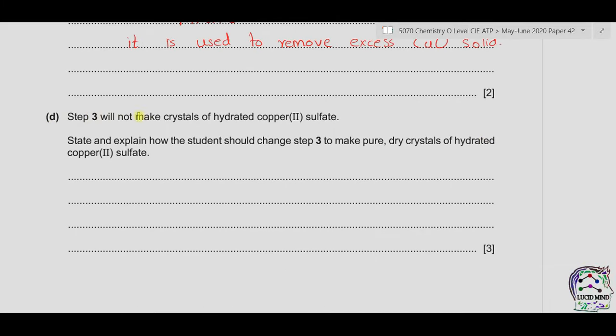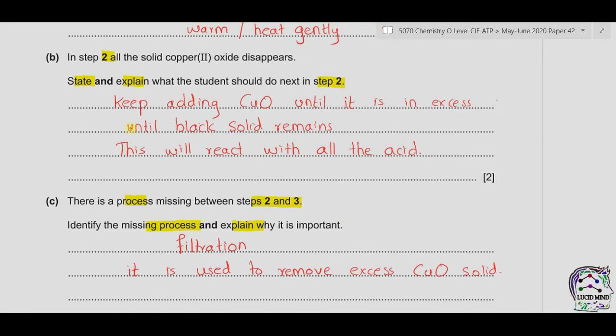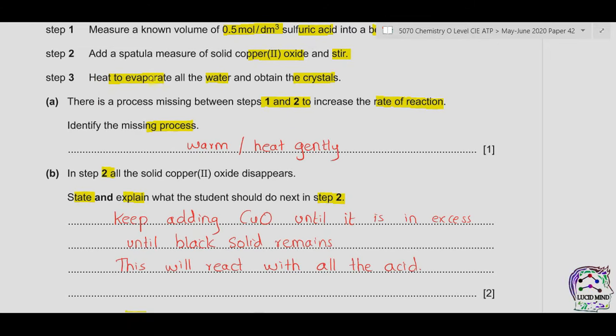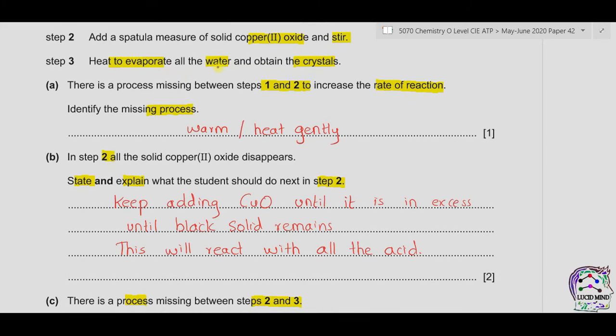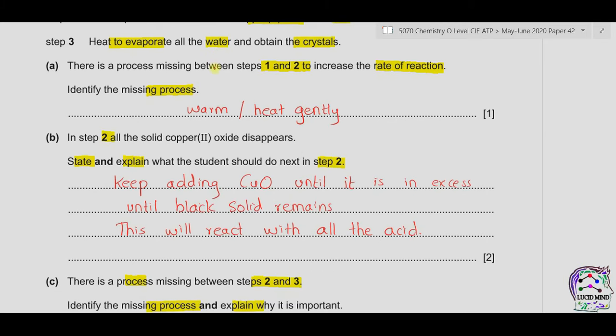Part D, step 3 will not make crystals of hydrated copper 2 sulfate. State and explain how the student should change step 3 to make pure dry crystals of hydrated copper 2 sulfate. In step 3, we can see that the student heated to evaporate all the water and obtain crystals. Now all the water should not be evaporated. For crystallization, the solution should be heated until it is saturated and then it is left to cool to make crystals.